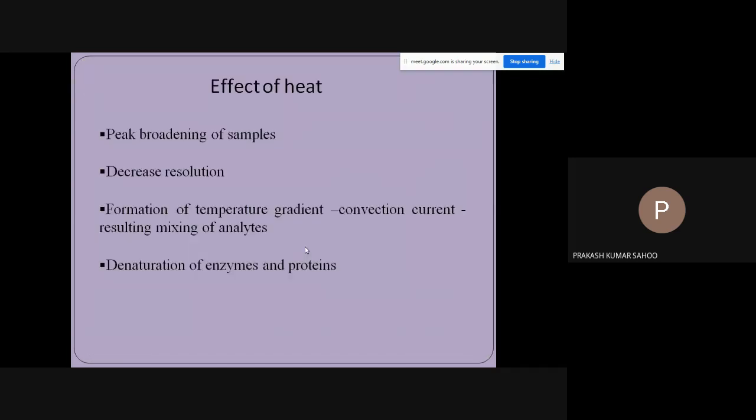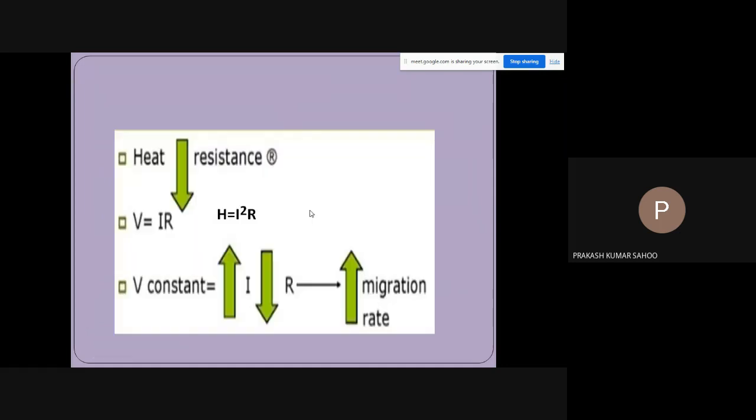Now the effect of heat. Due to the heat effect, there will be peak broadening, the resolution will go down, and there will be formation of a temperature gradient or convection currents, resulting in mixing of analytes and denaturation of enzymes and proteins. This is the effect of heat.